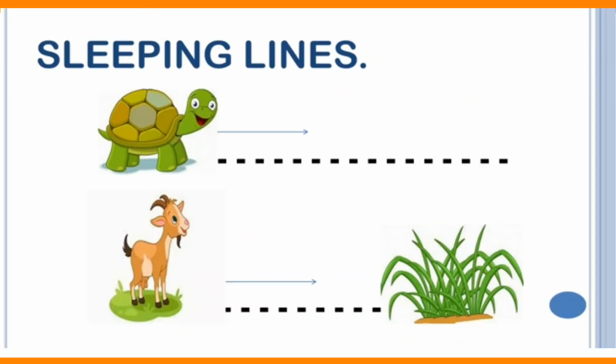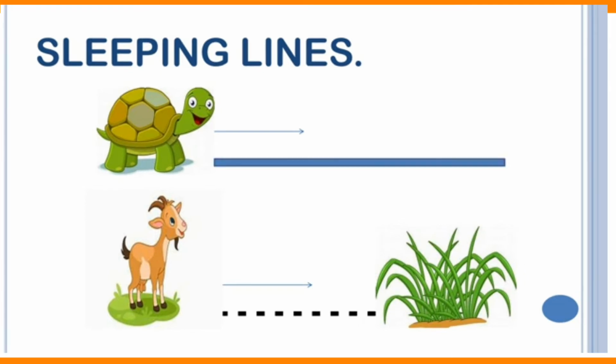Now we have sleeping lines. Look at the dots. There are lots of dots. Fill these dots. Now we have sleeping lines. Mama sleeping lines, daddy sleeping lines, brother sleeping lines, sister sleeping lines. Okay, practice sleeping lines. This is sleeping lines.